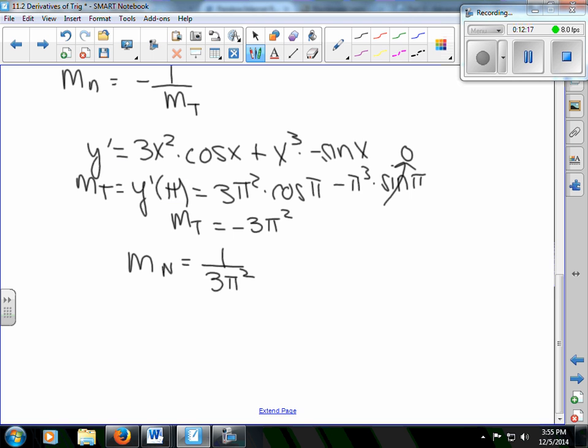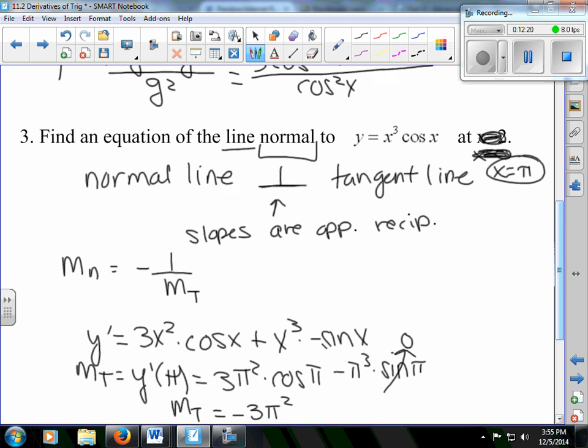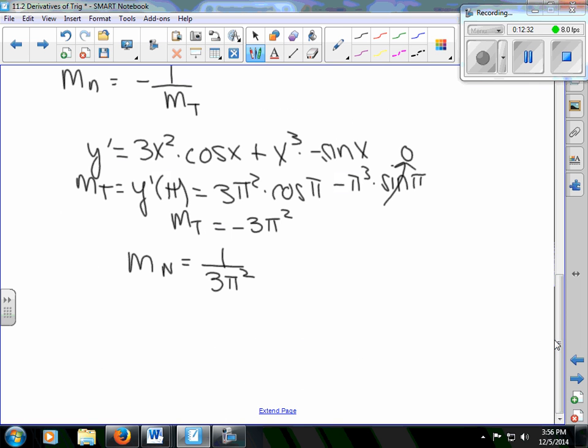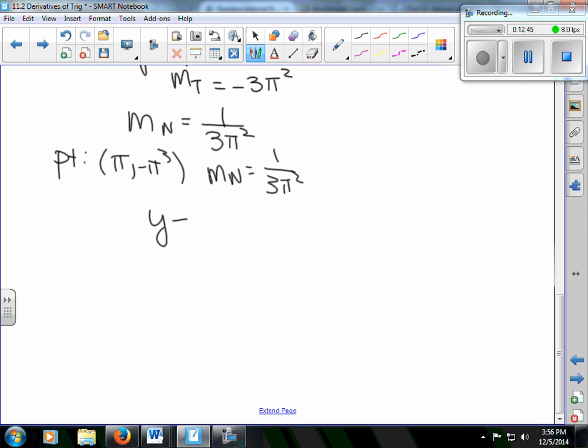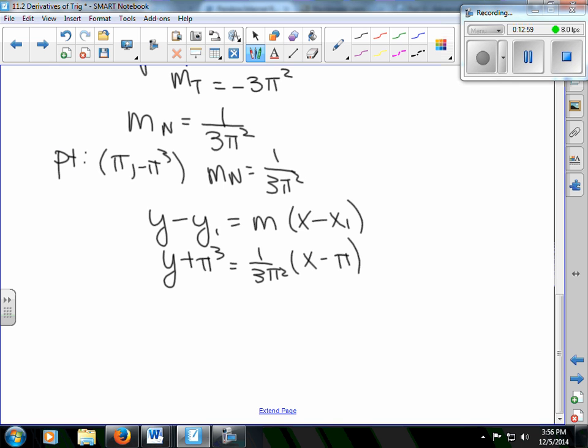And now I just need to use my point, which I don't think I have the whole point. I only have x. If I plug in pi to y, I get pi cubed times the cosine of pi, and the cosine of pi is negative 1, so it's negative pi to the third. So now to find the equation of my line, I have the point pi, negative pi to the third, and I have the slope 1 over 3 pi squared, and I'm just going to plug into my point slope formula. So y plus pi to the third equals 1 over 3 pi squared times x minus pi. We'll just leave it like that.